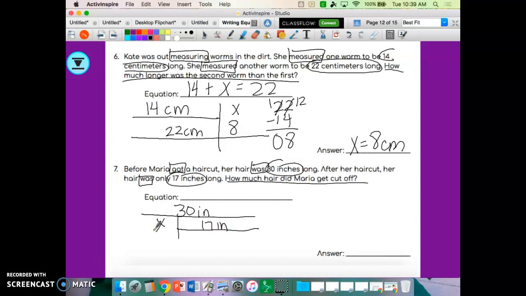And again, it's easier to write addition problems, so we could write that x plus 17 equals 30. Well, to flip that around into a subtraction problem, I could have 30 minus 17. I can't take 7 away from 0, so I've got to go down by 1, up by 10. 10 minus 7 equals 3. 2 minus 1 equals 1. So then she got 13 inches cut off of her hair. So my answer is x equals 13 inches.